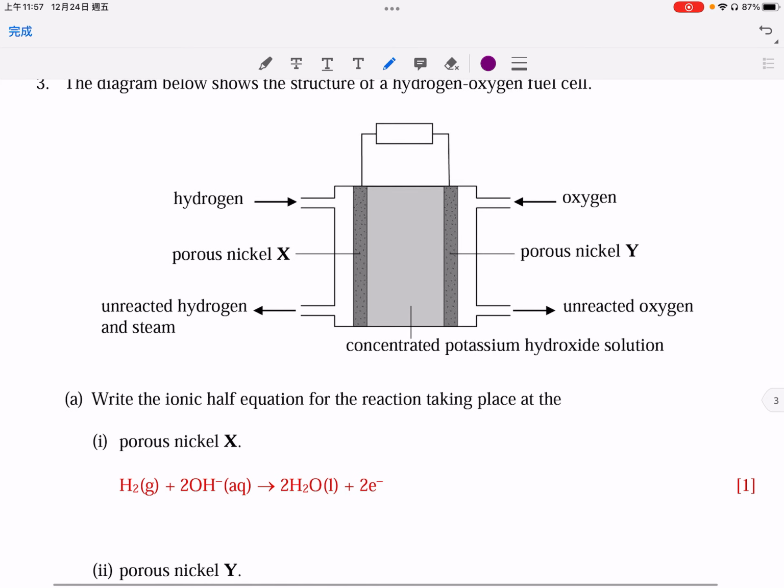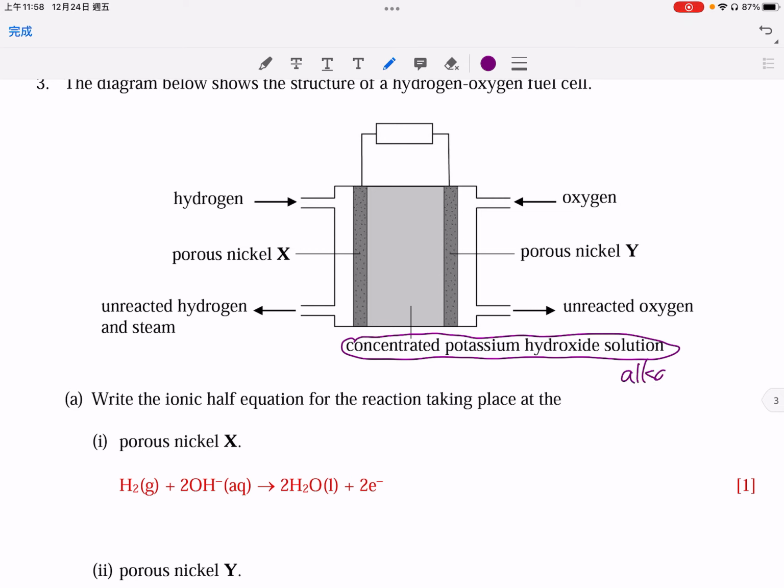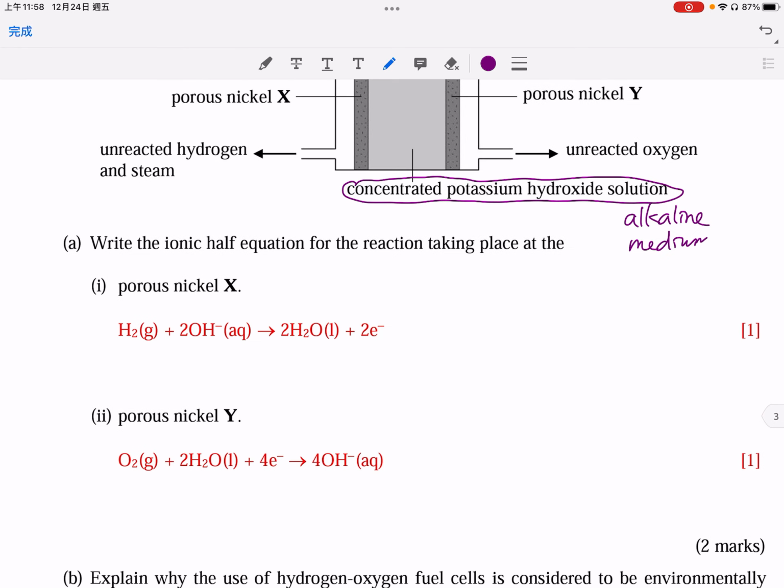Question number 3. This is a hydrogen oxygen fuel cell. Make sure you know that the electrolyte is concentrated potassium hydroxide, meaning that all reactions should take place in an alkaline medium. And bear in mind that the overall cell reaction is giving water. So if I were you, I will balance the half equation like this, no matter whether I am considering the cathode or the anode, because water is the final product. And then we can just use the half equation method, okay?